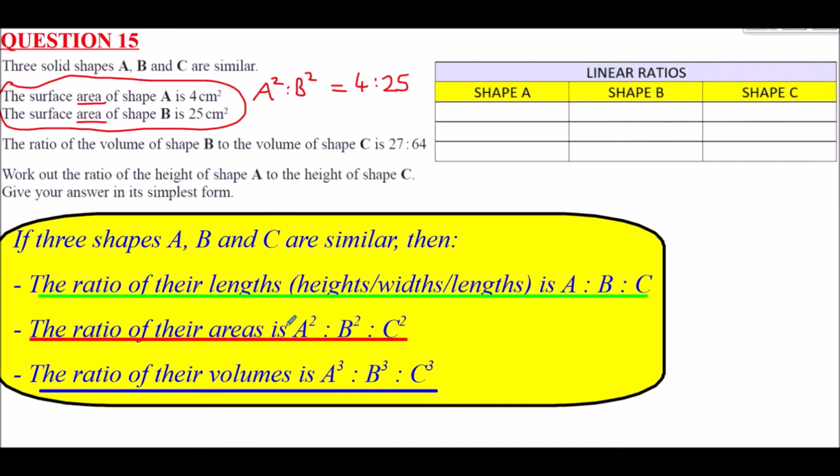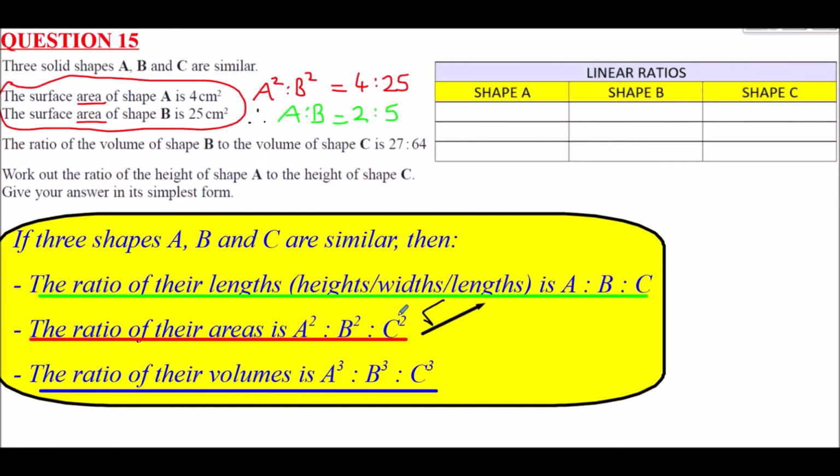Now, like I said earlier, to go from an area relationship to a linear relationship, we need to square root. So from this, we can work out the linear ratio of A to B by square rooting the above. And if you notice here, the examiner's been fairly nice in giving you a clue, because 4 and 25 are square numbers. So if we square root 4, we get 2, and if we square root 25, we get 5.